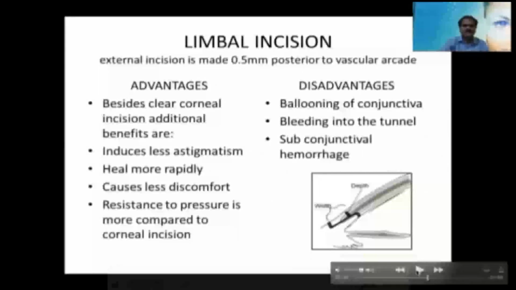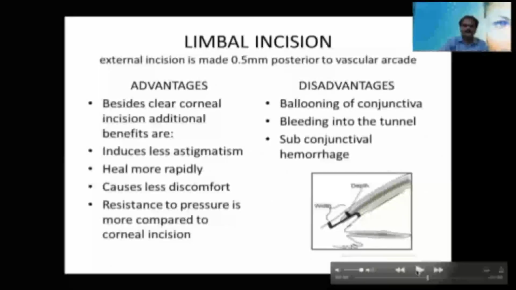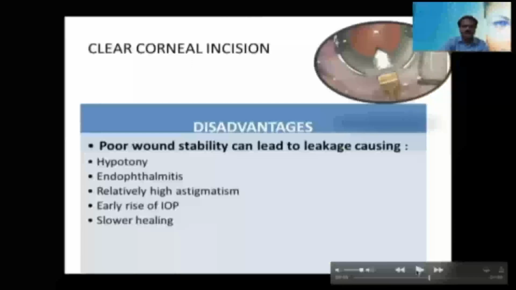So the limbal incision is the external incision that is made 0.5 mm posterior to the vascular arcade. It has got the advantages of clear corneal incision, induces less astigmatism, it heals more rapidly, causes less discomfort, and resistance to pressure is more compared to corneal incision. The disadvantages are ballooning of the conjunctiva, bleeding into the tunnel, or subconjunctival hemorrhage. For the clear corneal incision, the disadvantages are it can cause a leakage which can cause hypotony, prone to endophthalmitis, relatively high astigmatism, early rise of IOP, and slower healing.